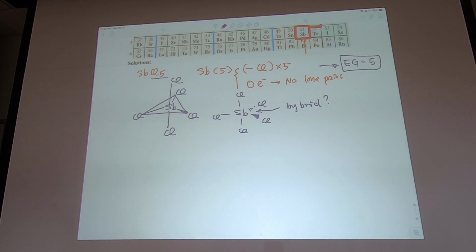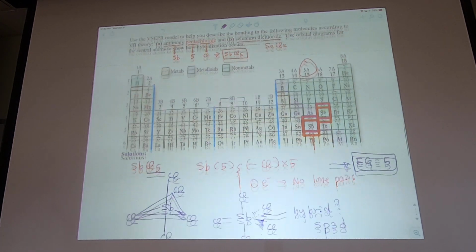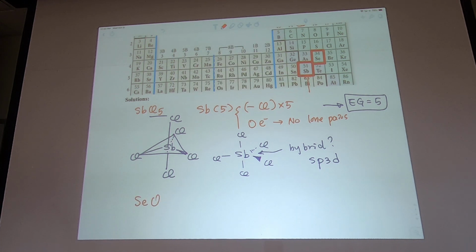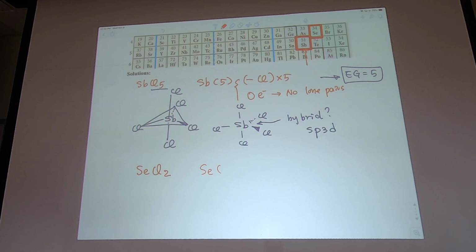You've got 5, right? So sp3d. That makes it 5, right? That's it. Selenium. Okay, selenium dichloride. Selenium means 6. And the chlorine, I need 2 of them. So that means 2 electrons are consumed to form the bonds with the chlorine, and you have 4 electrons left. They're going to pair up into 2 lone pairs.